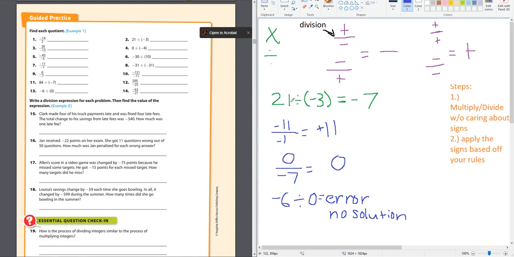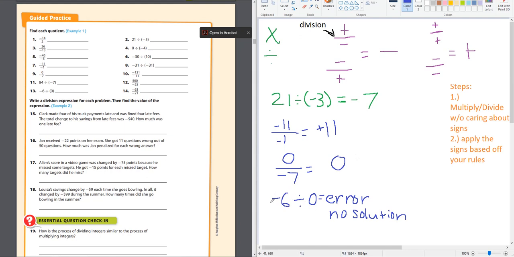Or 21 slices of pizza divided by 3 people. That'll give me 7 slices per person. I don't know who's eating 7 slices, but if they wanted to, they can have it. If I had like $11 and I was dividing it by $1 a person, I could give it to 11 people. If I had 0 zebras and I wanted to split it among 7 people, they all get 0 zebras because I only have 0 zebras.